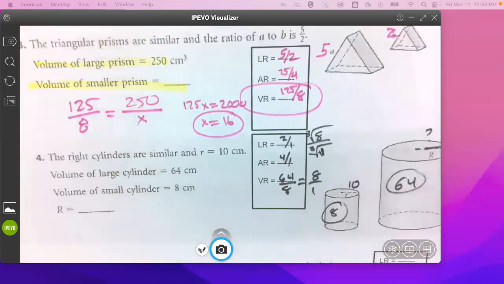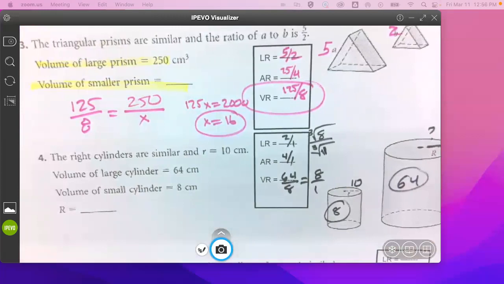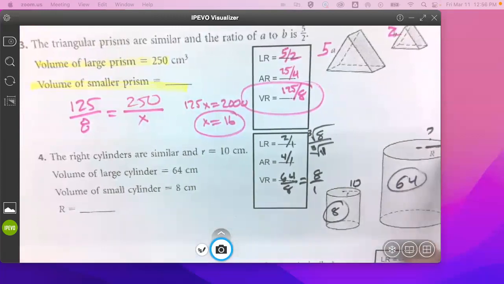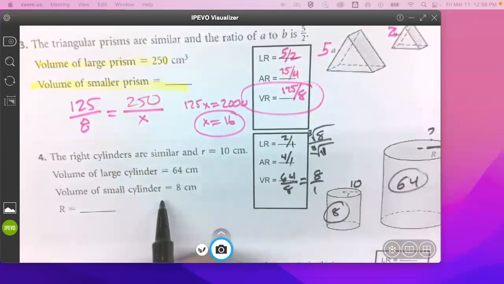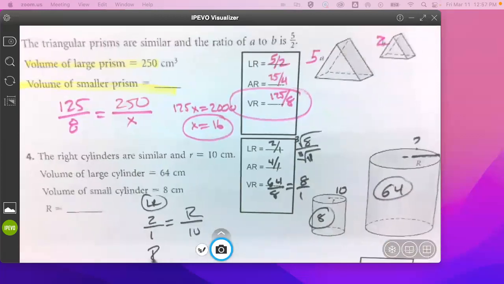Once I get this box filled in, my question is, what am I trying to solve? What does this capital R represent? Radius, right, of the big cylinder. Is that a length, area, or a volume measurement? Length. This is an LR situation. So I'm just going to say 2 over 1 equals, got a value of 10. Does that belong on top or on the bottom? Why? You're right. Because it's smaller. We expect this figure's information to be smaller than what we're looking for, the radius of this one. And then I can cross multiply to solve. R is equal to 20.